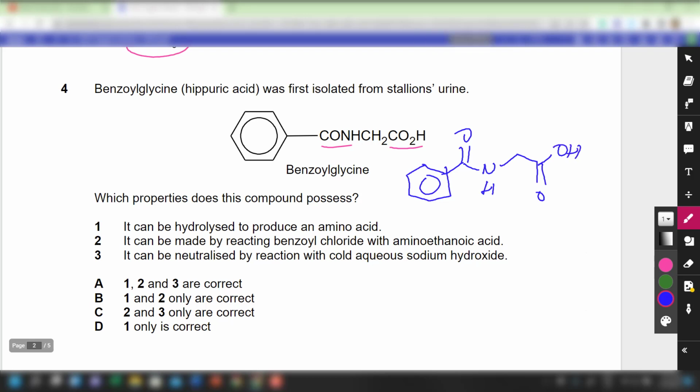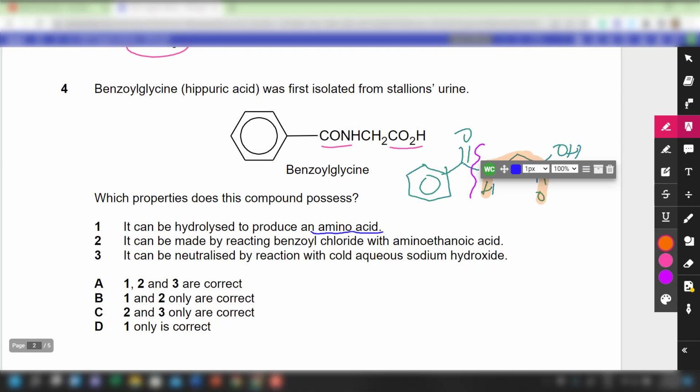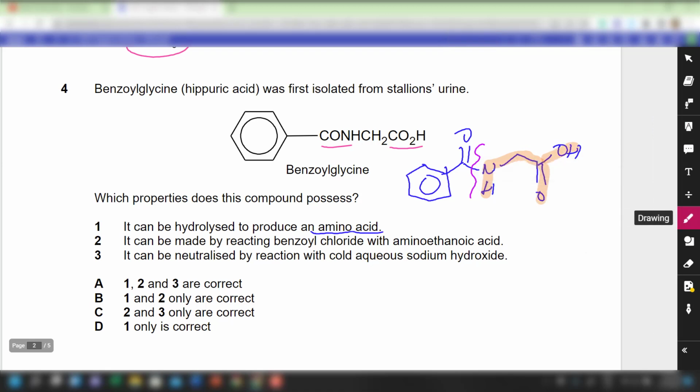So the question is, which properties does this compound possess? Option 1: it can be hydrolyzed to produce an amino acid. Is this right? We'll try to see if this is correct. If we perform hydrolysis, the amide will be hydrolyzed, and in the process we are going to produce something like this. This resembles glycine. Remember, glycine is the only amino acid that does not have a chiral center because the R group is a H. So option 1 seems to be correct.